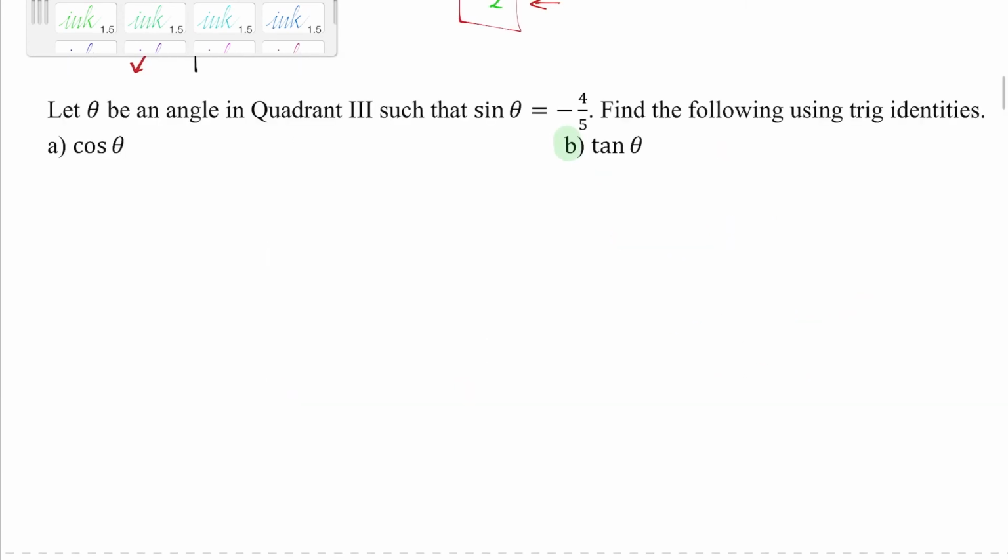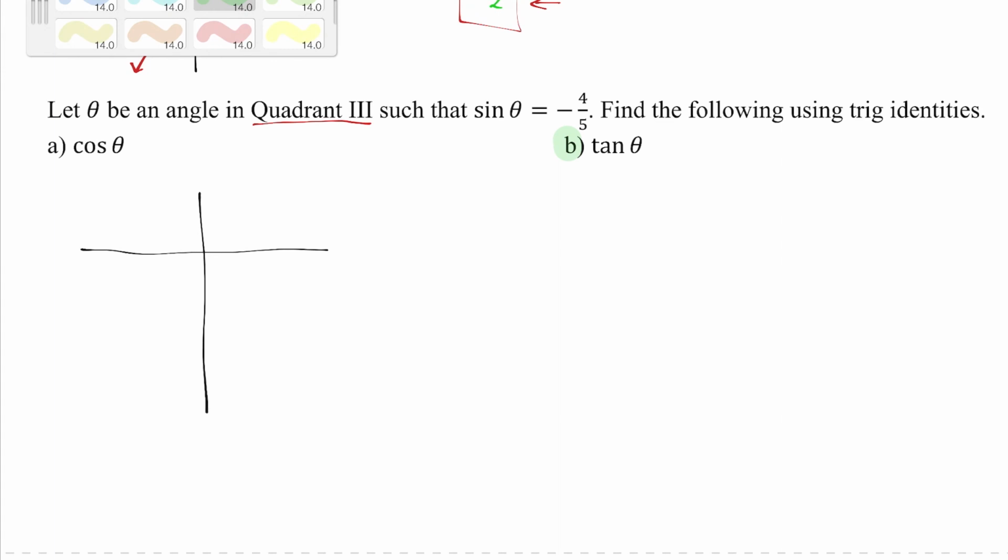Next, they're telling us that our angle is going to be in the third quadrant. Really good to know. And they're telling me that sine is negative 4 over 5. And the first one that I'm going to do with you in this video is cosine. And so here they've told me I'm in the third quadrant, so I'm going to draw out the third quadrant a little bit. I'm a visual person, so this really helps me.